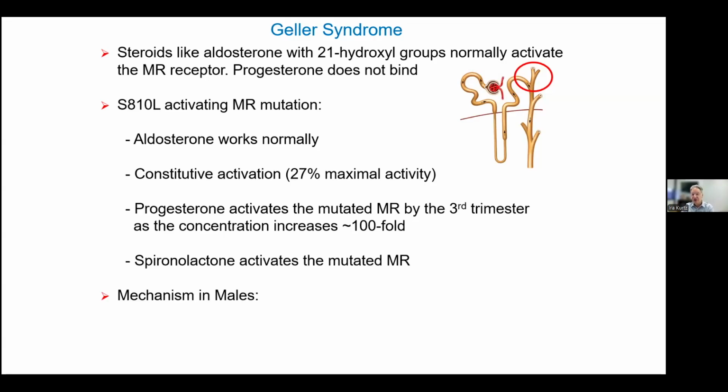In males, they can also have some activity with some hypokalemia because of the constitutive activation in the absence of aldosterone. Plus, males have not progesterone, but 17-hydroxyprogesterone, and that can also activate the receptor.